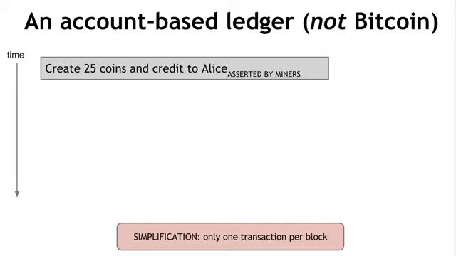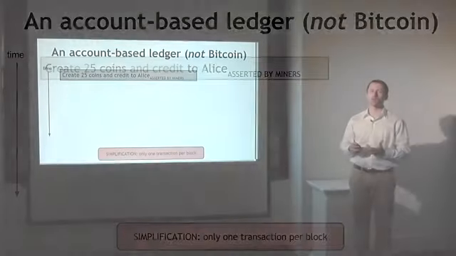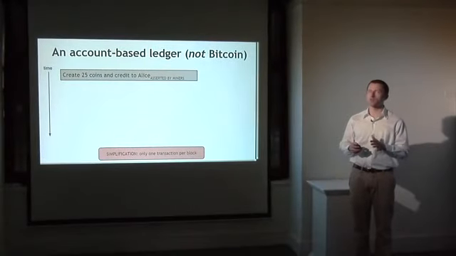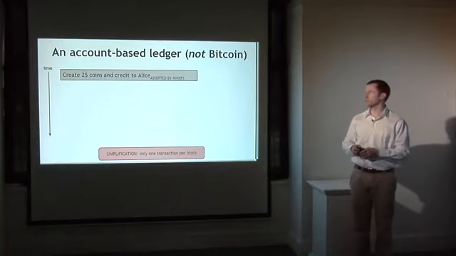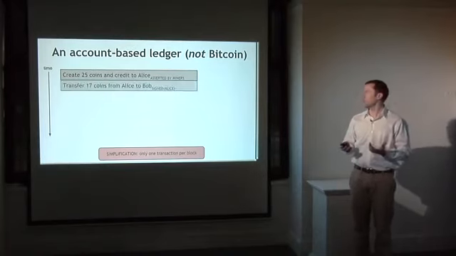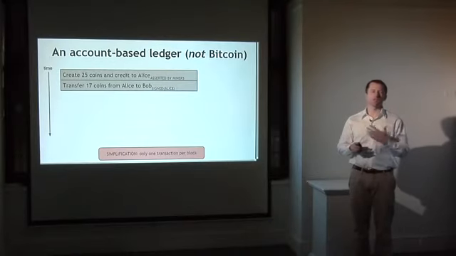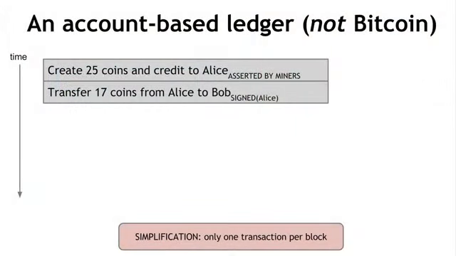The first model you might think of, which is actually a lot of people's mental model for how Bitcoin works, that we'll look at first, is that you'd have an account-based system. So you can add some transactions that create new coins and credit them to somebody. And then later you can transfer them, and you just have a transaction that would say, we're moving 17 coins from Alice to Bob. That will be signed by Alice to authorize the transaction. And that's all the information that would be contained.